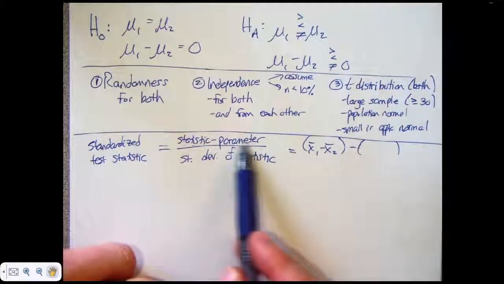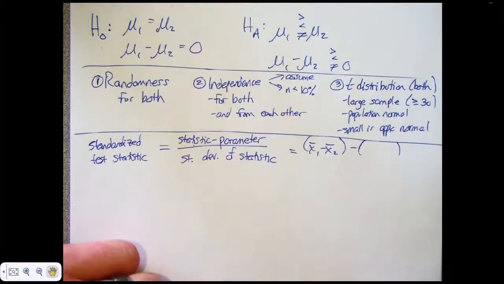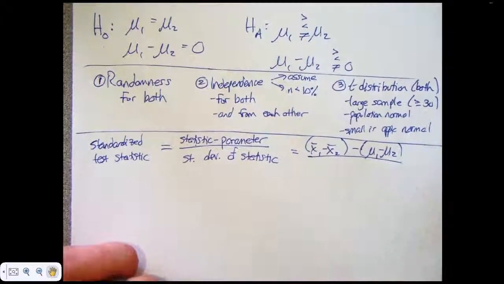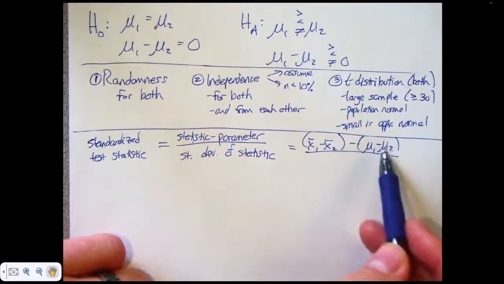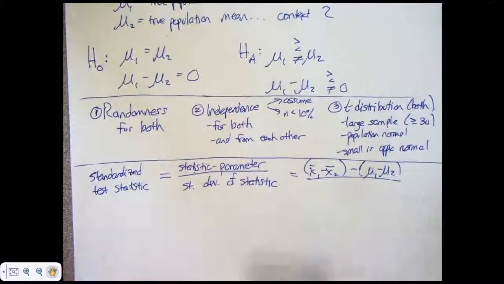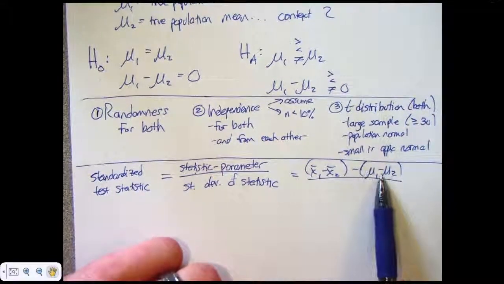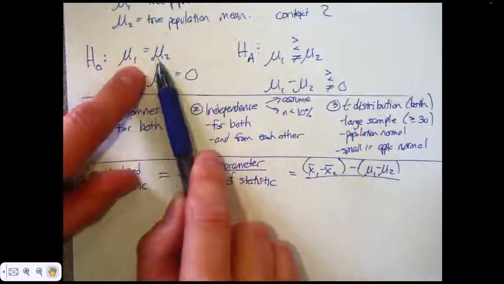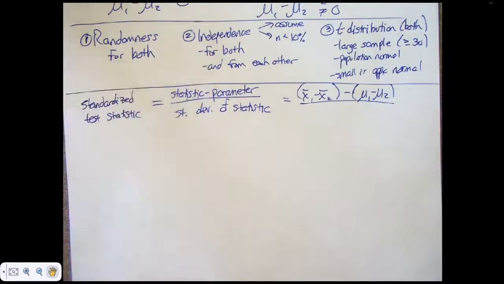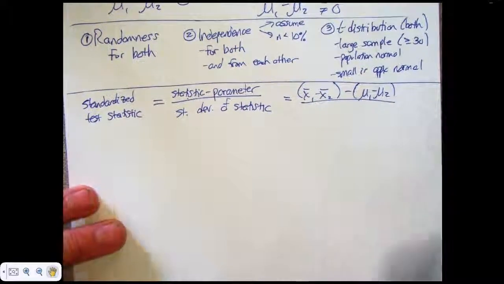Then I want to subtract the parameter. Well, the parameter is the difference between the population means. How do I notate that? mu1 minus mu2. And that kind of simplifies things for us. What is mu1 minus mu2 in every single one of these? It's 0. You have to write it here for the formula, but when you go to do the math part, this is 0 every time, because didn't we say up here that mu1 and mu2 are the same? Or if I subtract them, I get 0. That's the population that we assume is true, so you're always going to subtract 0.